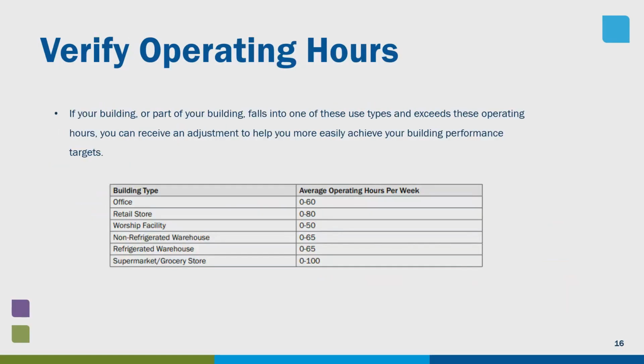Step 4. Verify weekly operating hours if your building or a part of your building is categorized as an office, retail, worship facility, non-refrigerated warehouse, refrigerated warehouse, supermarket, or grocery store. Based on an analysis of Denver's buildings, this chart shows the average operating hours for these types of buildings. In our analysis of other property types, operating hours did not have an effect on energy use.